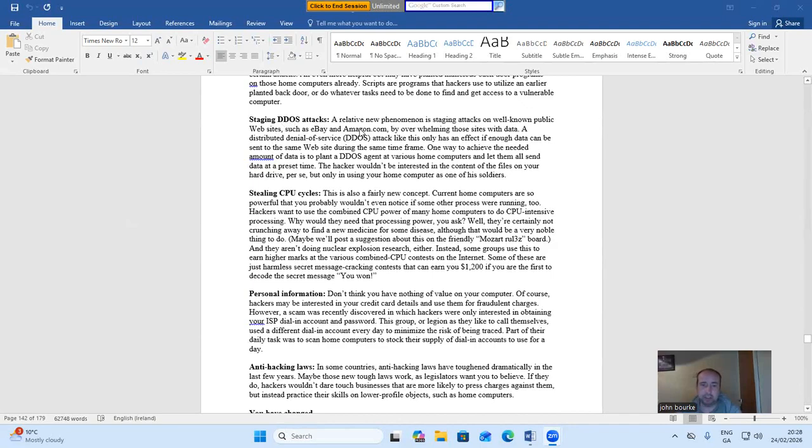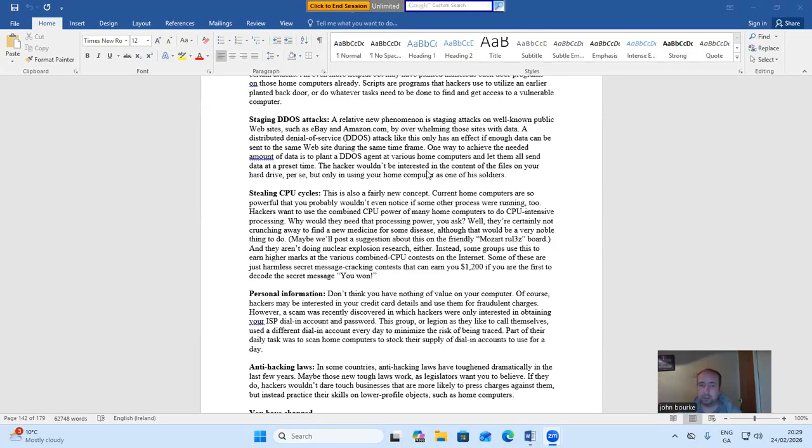Staging DDoS attacks is a relatively new phenomenon, used in attacks on well-known public websites such as eBay and Amazon.com by overwhelming those sites with data. A distributed denial of service attack, or DDoS attack, like this has an effect if enough data can be sent to the same website during the same time frame. One way to achieve the needed amount of data is to plant a DDoS agent on various home computers and let them send data at a preset time.